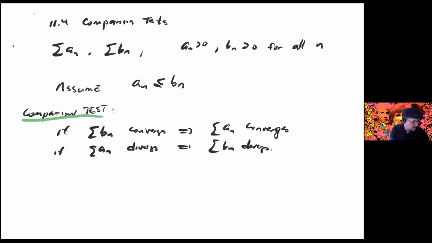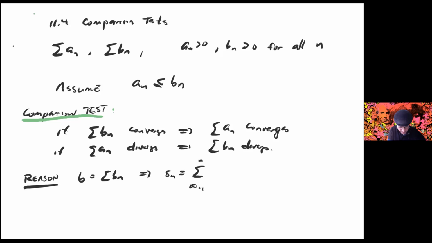So this is the test, and it's actually fairly simple to show why this is true. Here's the reason, or the proof. Let's just prove the initial statement. Let B equal the thing the series converges to. Then let S sub n be the nth partial sum, the sum from k equals 1 to n of A sub k. We want to show that the limit of S sub n approaches a finite number. That's what it means for the series to converge.